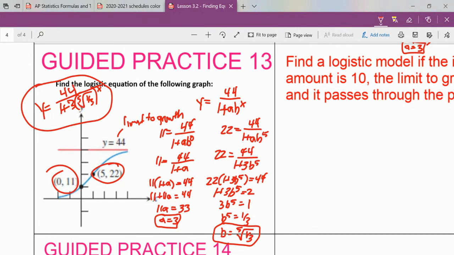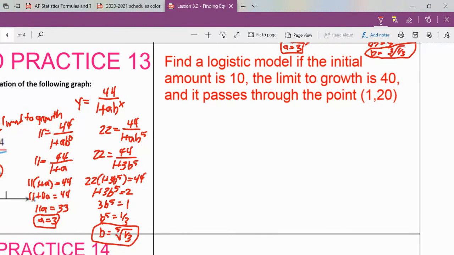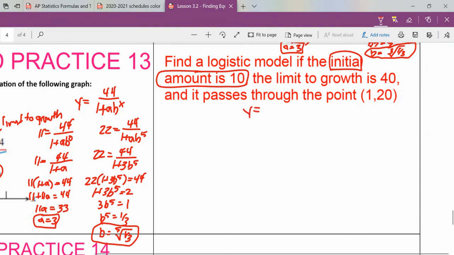Yeah, this is all new, so let's keep practicing. Let's get a couple other practice problems here, and just make sure we understand the language here. So this says find a logistic model if the initial amount is 10. What I want to do is make sure you understand that when we talk about the initial amount, you're not just putting 10 in for that a value. So we've got our regular logistic equation model here of c over 1 plus a times b to the x.